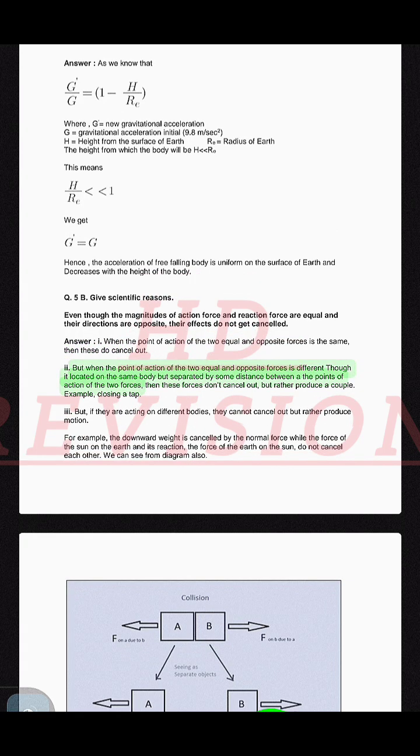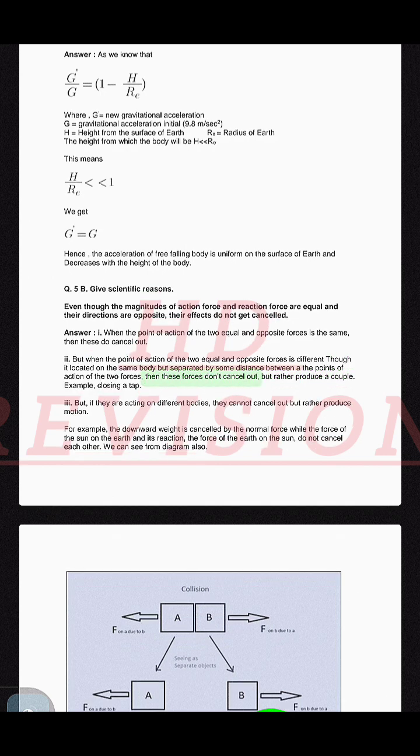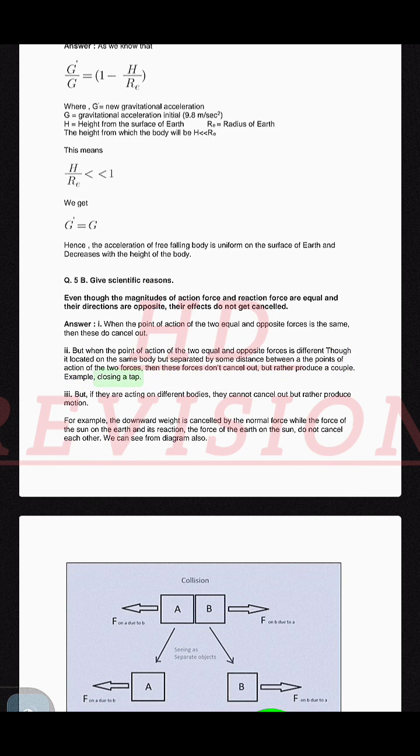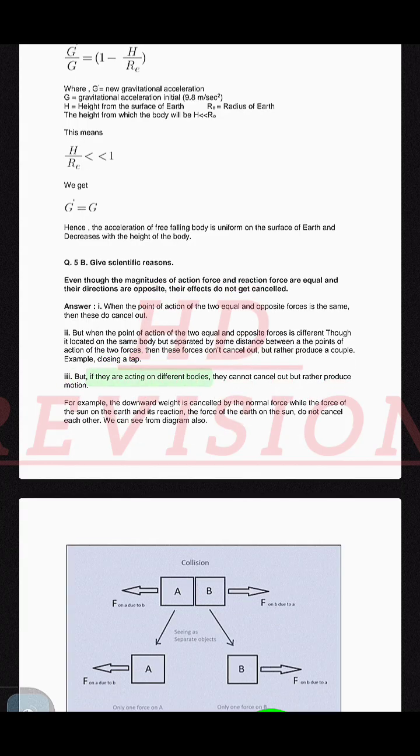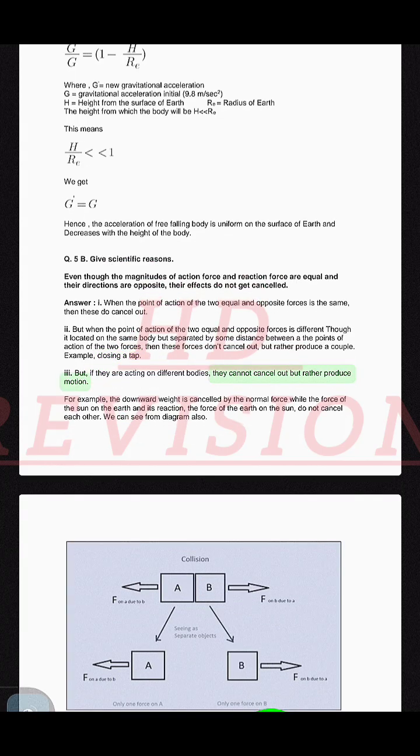But when the point of action of the two equal and opposite forces is different, though located on the same body but separated by some distance between the points of action of the two forces, then these forces don't cancel out, but rather produce a couple. Example: closing a tap. But if they are acting on different bodies, they cannot cancel out but rather produce motion.